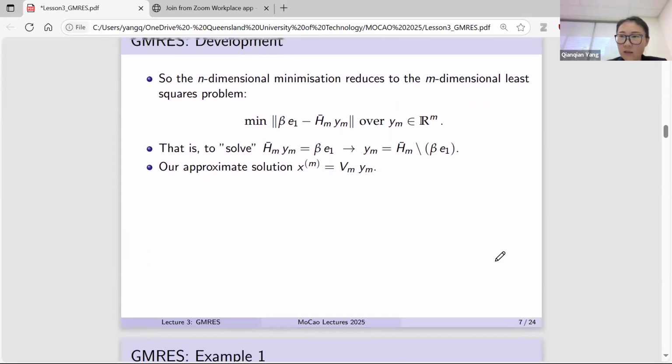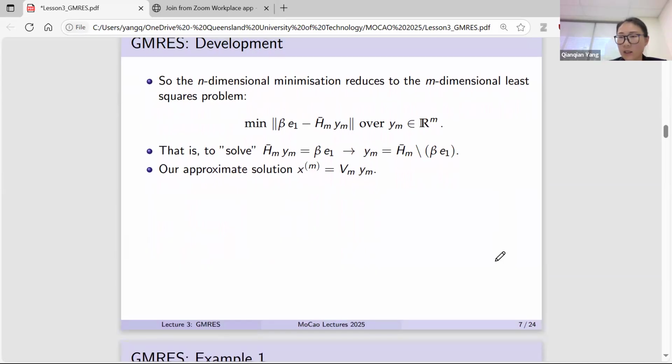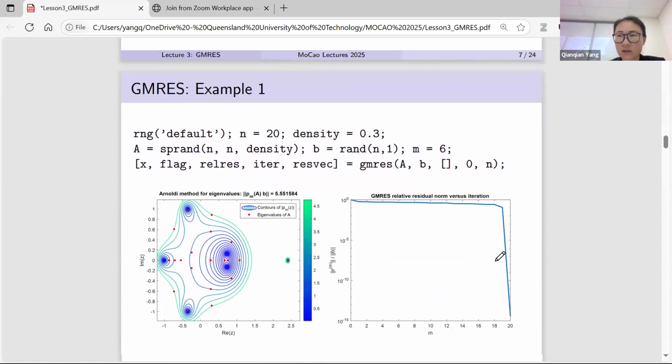So this is great. This is the idea behind GMRES. So now we can't wait to have a look at some examples. Okay, so example time.